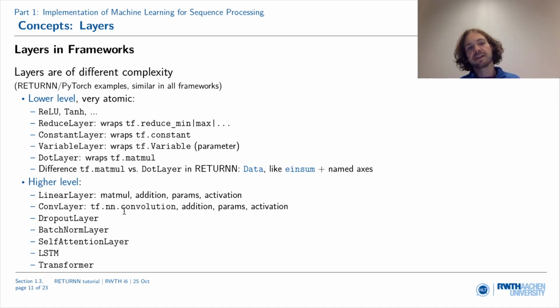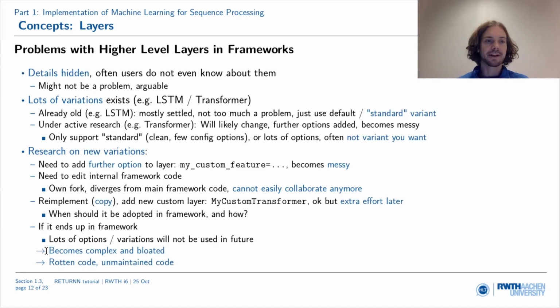Then you also have higher-level layers, like linear layers, only slightly higher level, but still more than these. You have matrix multiplication, but then also addition, parameters, activation function. Dropout is a bit more than that also, batch norm layer. And then the self-attention layer, it's again slightly more complex, but you can even have the whole LSTM as one layer, or the whole transformer as one layer inside your framework.